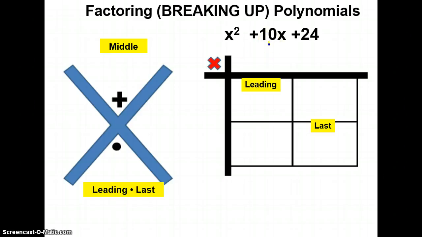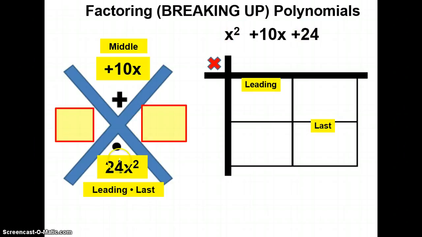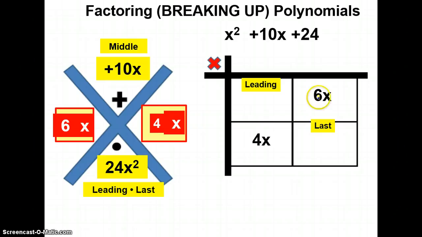Again, we'll place our middle term right here. Our leading times our last is just going to be 24x squared. What are the two numbers that you can think of that multiply to get you 24, but add to get you 10? X times x is x squared, by the way. 6 times 4 will get us 24, and 6 plus 4 gets us 10. So again, you can place them here, or you can place them the other way around. It doesn't really matter. Let's go ahead and put our leading and our last term.